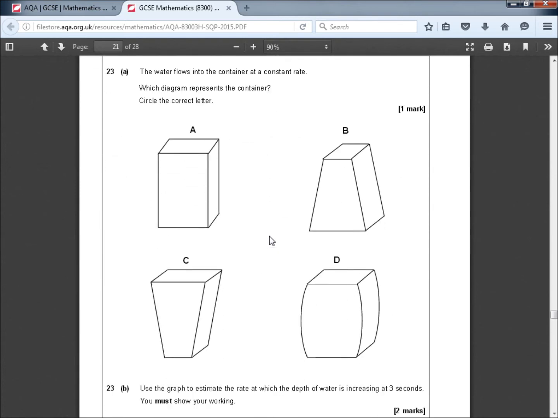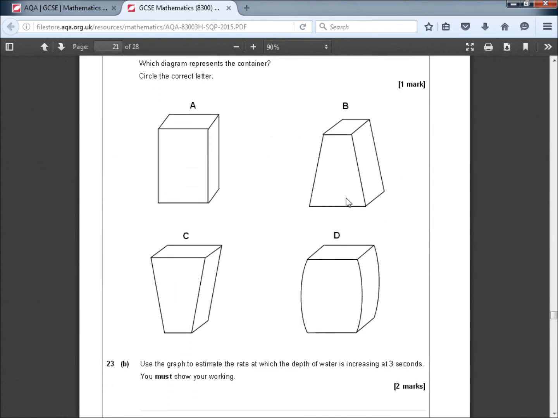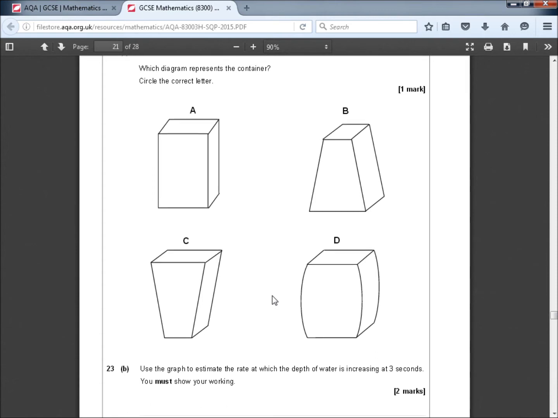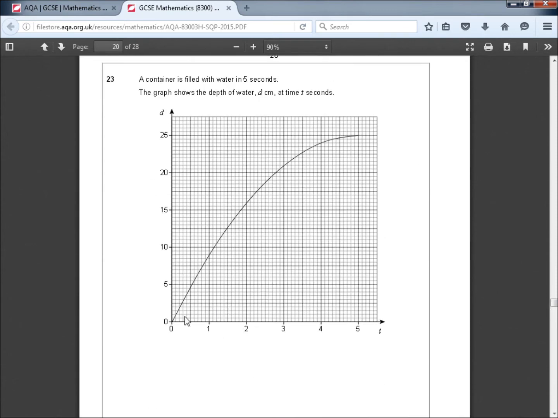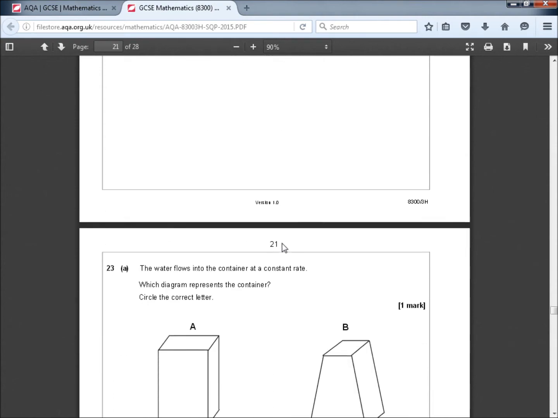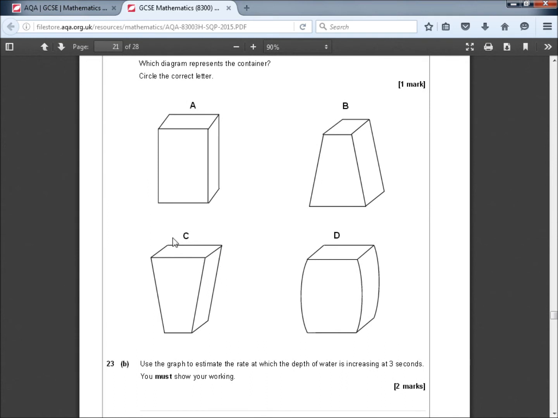So as we expect, C, which is almost the opposite of B, would be the correct answer. On the graph, the depth fills up quickly at first and then slower and slower as the width increases. If it was D, we would expect the graph to fill up fairly quickly, then slow down during the middle and then quickly again at the end. So our answer here for question 23a is C. That's the one you want to circle.